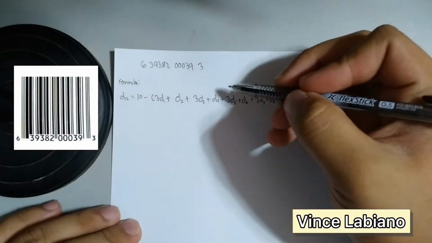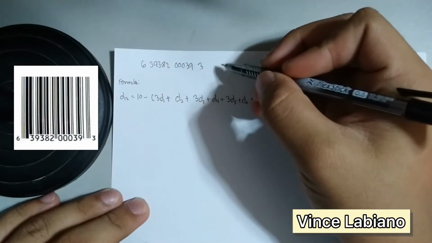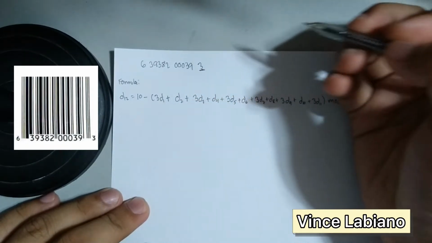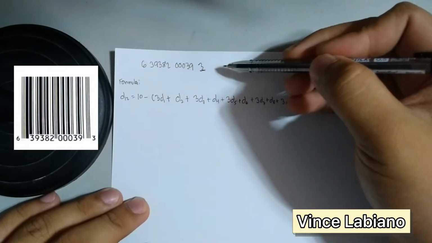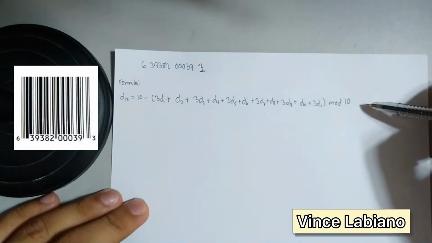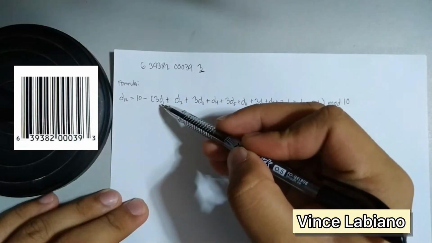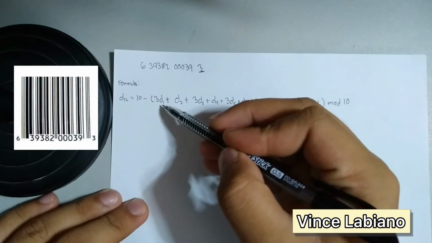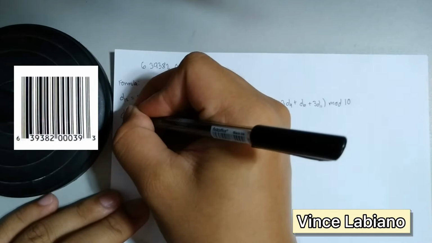So let's try to check whether this barcode or UPC is valid. As we observe, the check digit is 3. So let's try to check. And in checking whether the UPC or the barcode is valid, we'll use this formula. And as you observe, the odd digits in this UPC are multiplied by 3. So let's try to solve it.